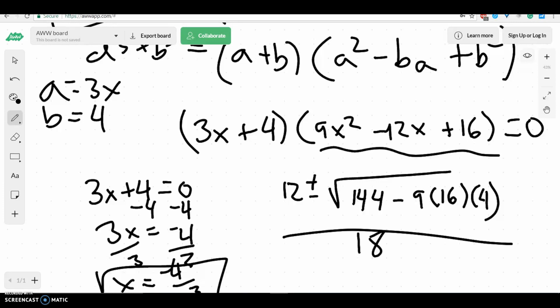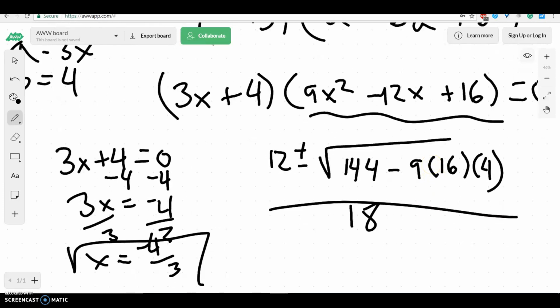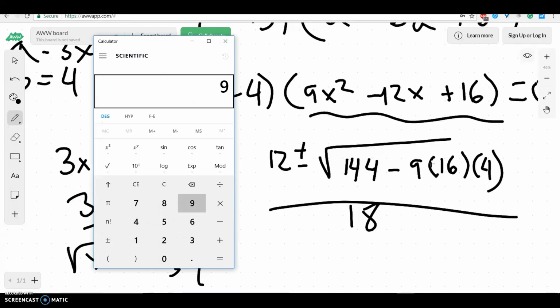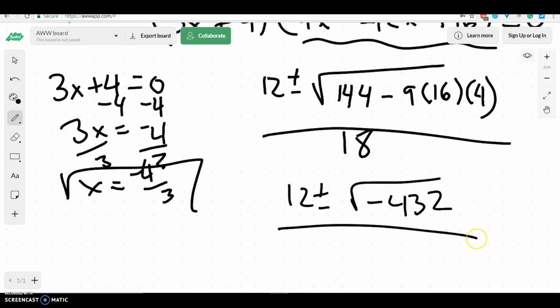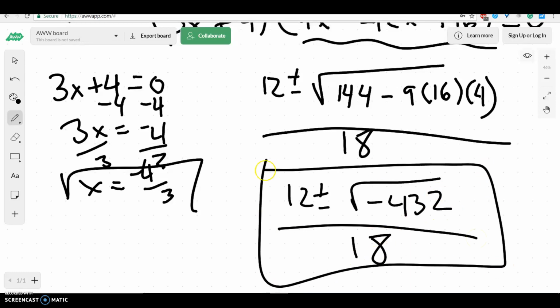So if we look at this, this is going to give us a really big number inside here. I think when we multiply all that through, 9 times 16 times 4, and then subtract from 144, we would get negative 432. So this would be 12 plus or minus the square root of negative 432 over 18. And when we look at that, that is two imaginary answers, and there's our real answer. For this one, we'd have two imaginaries and one real. Let's do the last one.